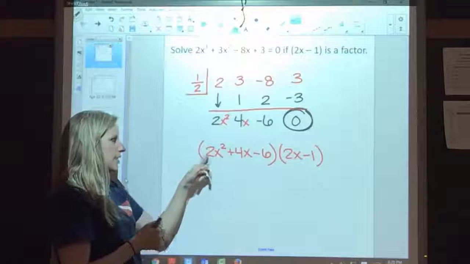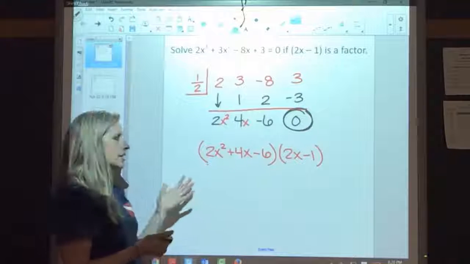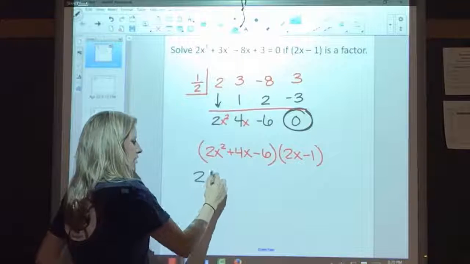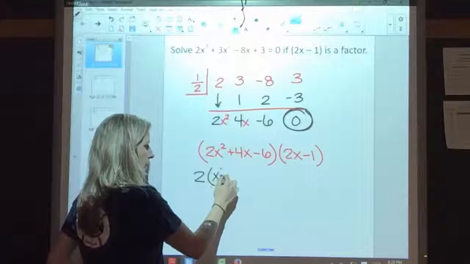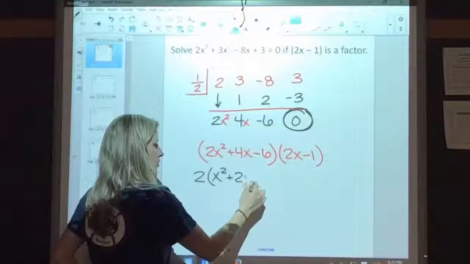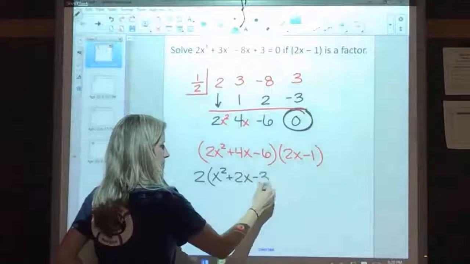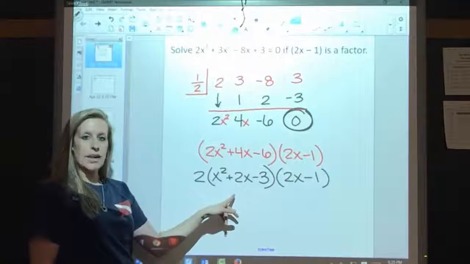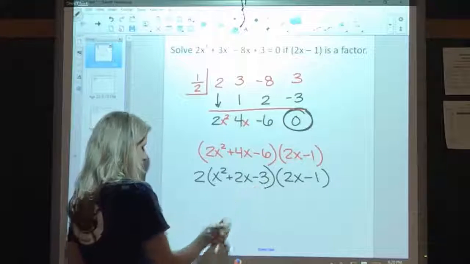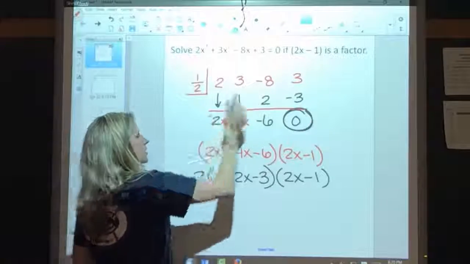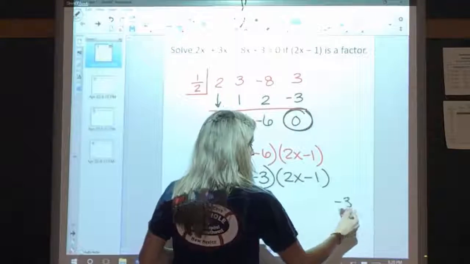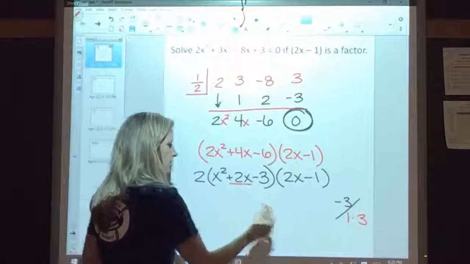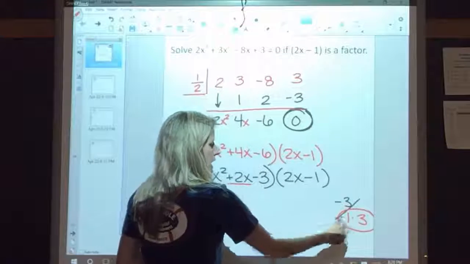Yesterday we said if there's a number in front, you want to look and see, is there a greatest common factor? And 2 goes into all 3 terms. So I'm going to take a 2 out, and I'm left with x squared. 4 divided by 2 is 2, and -6 divided by 2 is -3. So I'm going to factor this first polynomial. Factors of -3, this is what we did yesterday. Factors of -3 are 1 and 3. To get a positive 2 in the middle, I'm going to have to do 3 minus 1.